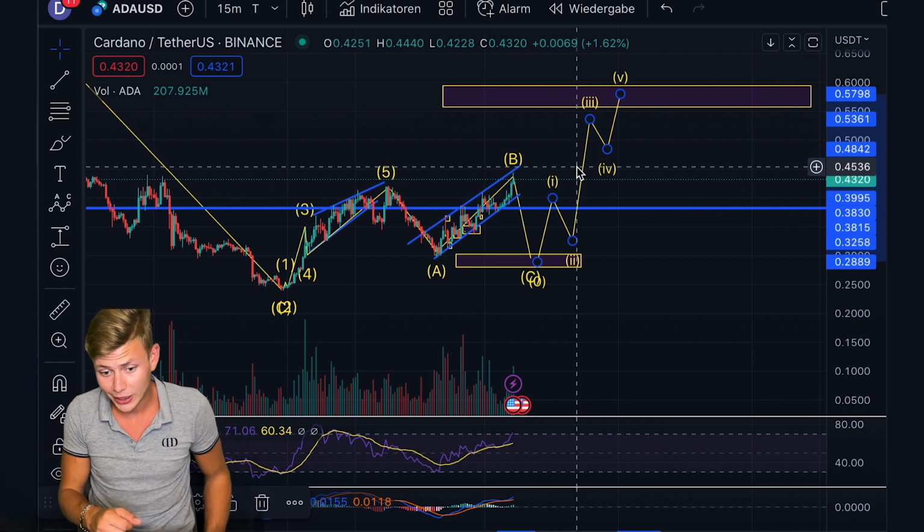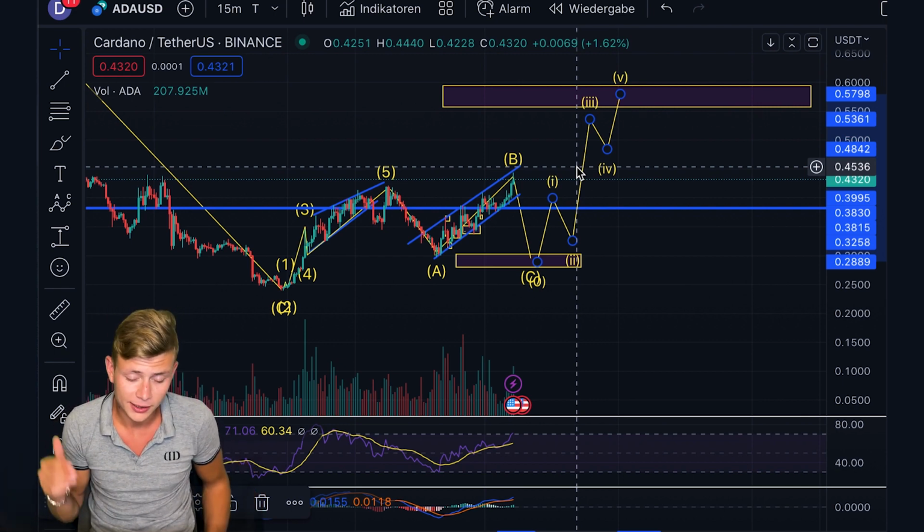We need to track both of them, and I will keep you updated here on this channel on a daily basis about how the likelihood is shifting, if we're seeing any confirmation for any of those scenarios.